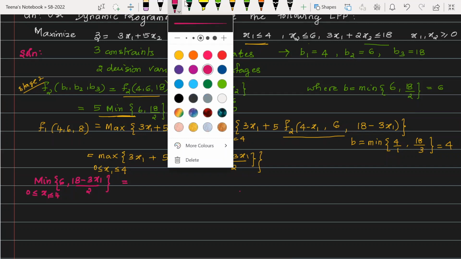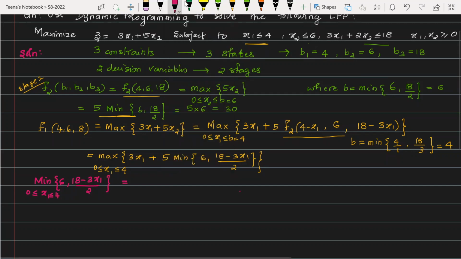Okay, so let us see how this proceeds. Now say for x1 equal to 0. For x1 equal to 0, the two values are 6 and 18 minus 3 into 0 by 2.